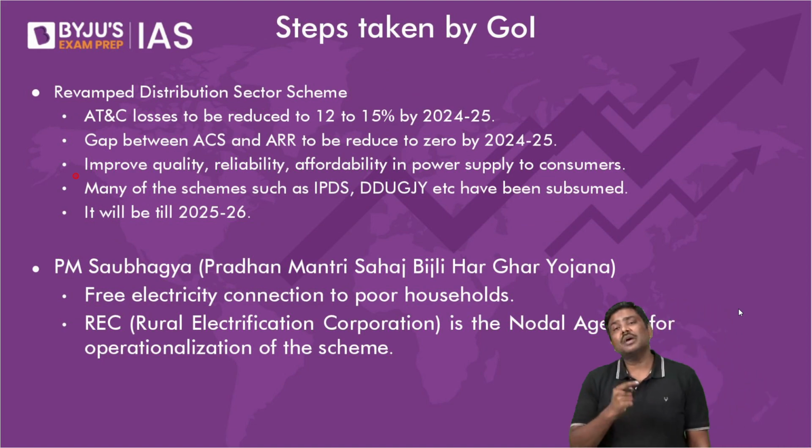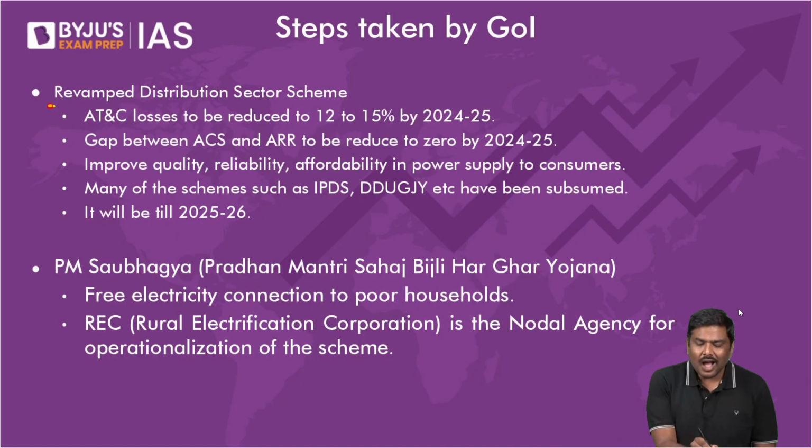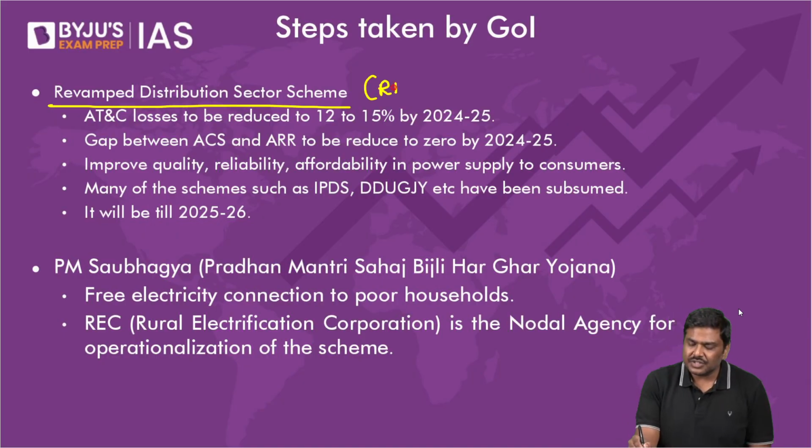So what reforms have been taken by the government? What steps have been undertaken by the government? First one, RDSS, Revamped Distribution Sector Scheme.